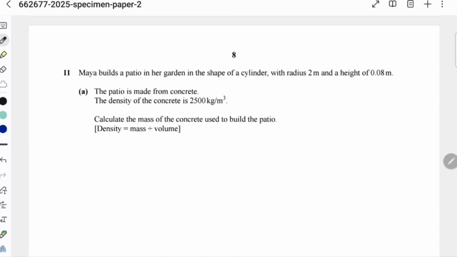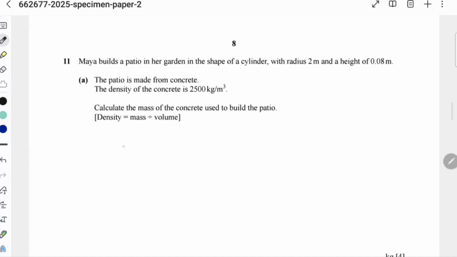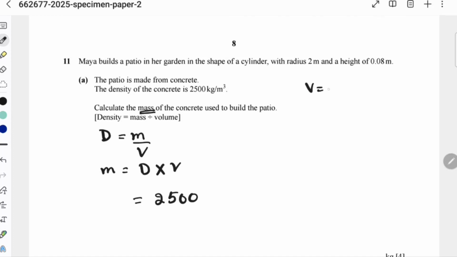You know that density is mass upon volume. So density is mass upon volume and we have to find out the mass. So mass will be equals to density multiplied by volume. Density is already given, 2500. But the volume, the shape is a cylinder, and cylinder volume is pi r square h. The radius is given in the question, which is 2, and the height is 0.08. They both are in meters.